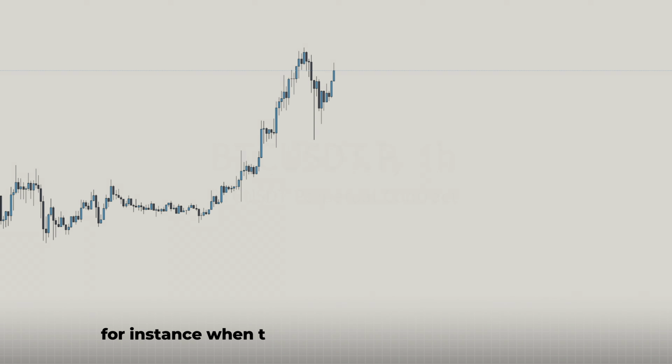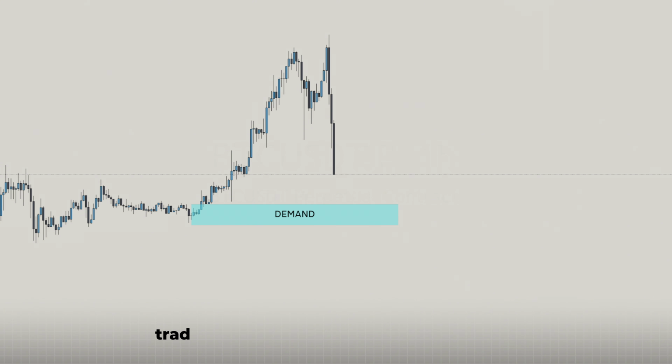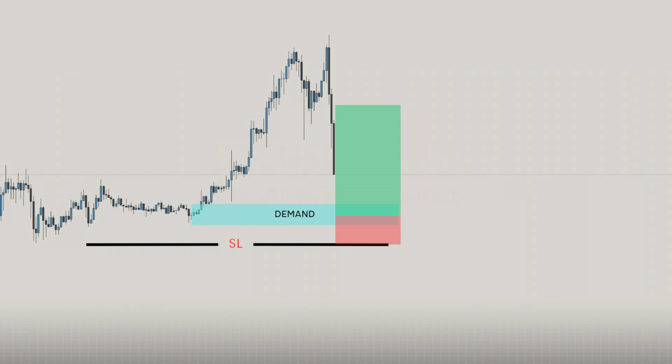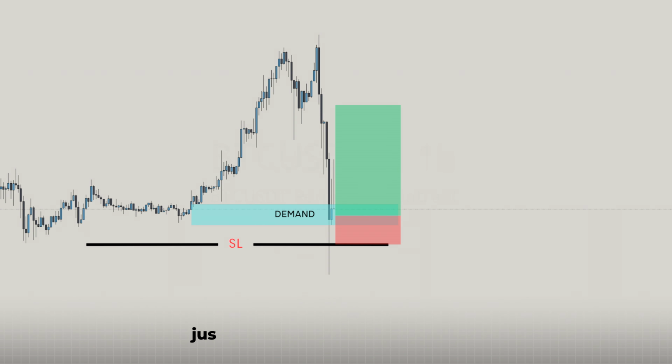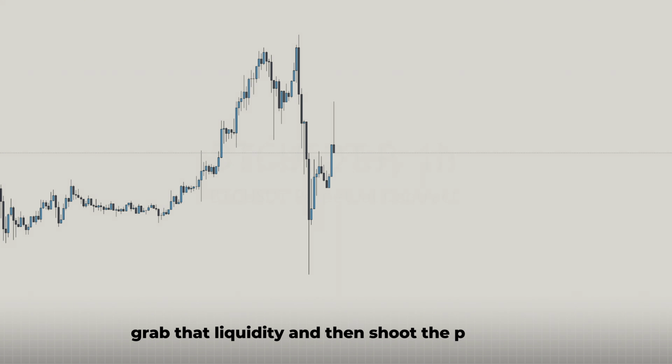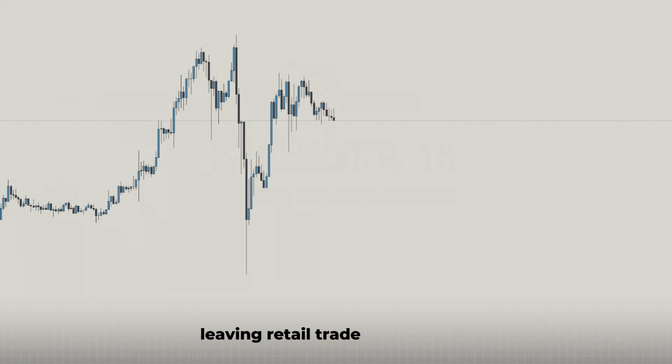For instance, when the price approaches a demand zone, traders start buying, thinking it's a safe bet. But where do they place their stop losses? Below that demand zone. Smart money knows this and will push the price down just enough to trigger those stops, grab that liquidity, and then shoot the price up, leaving retail traders in the dust.